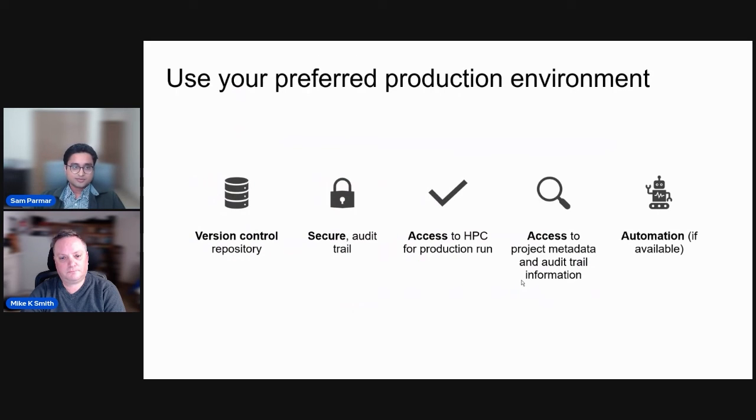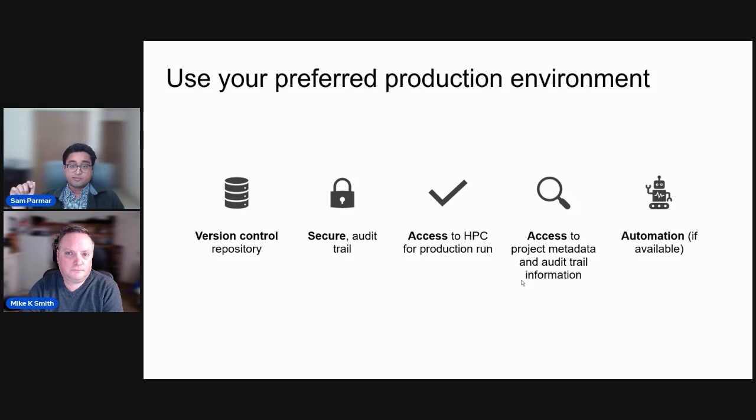So what does a preferred production environment look like at Pfizer? So for us, the key characteristics that we want to make sure we maintain are having a version control repository system. So this could be Git or an equivalent type of system. We want to make sure we have security built in and an audit trail that tracks who had access to what piece of content, at what time. We want to make sure we have access within our production environment to a high performance compute infrastructure. So that could be a grid engine or Slurm for production runs.